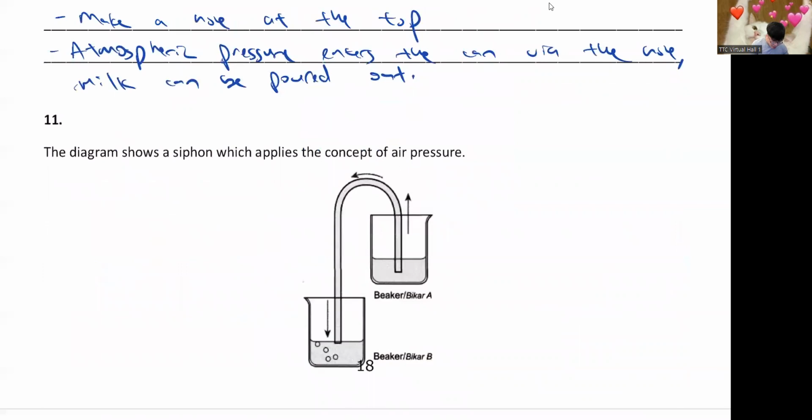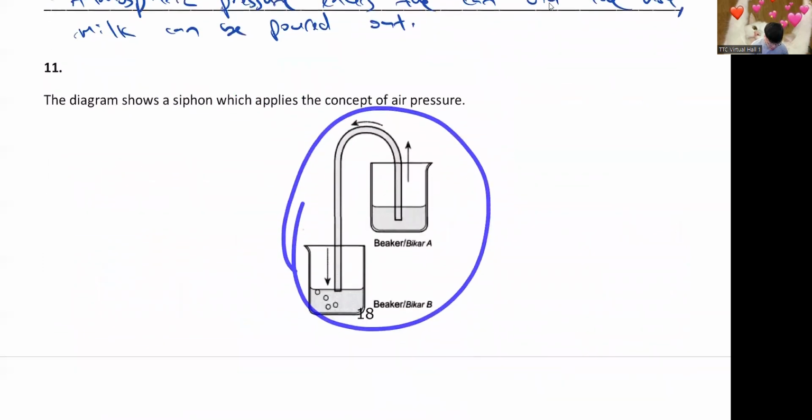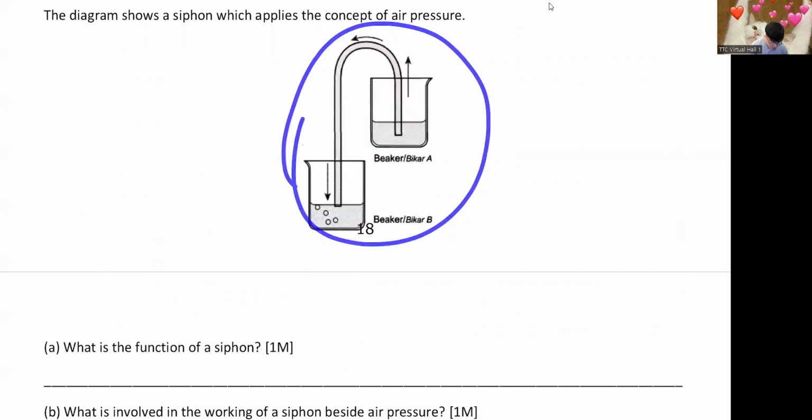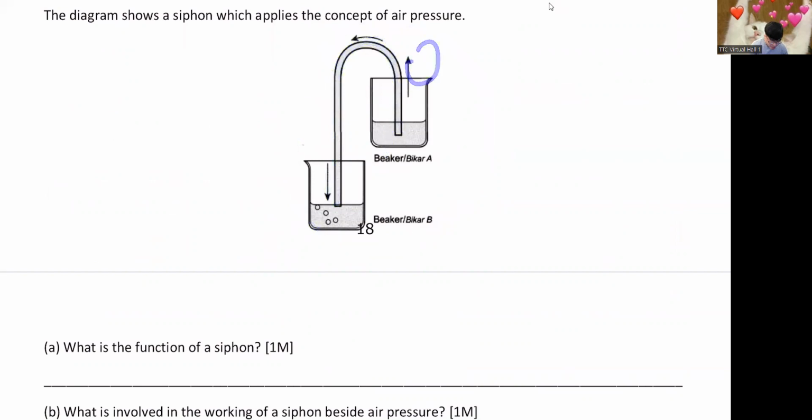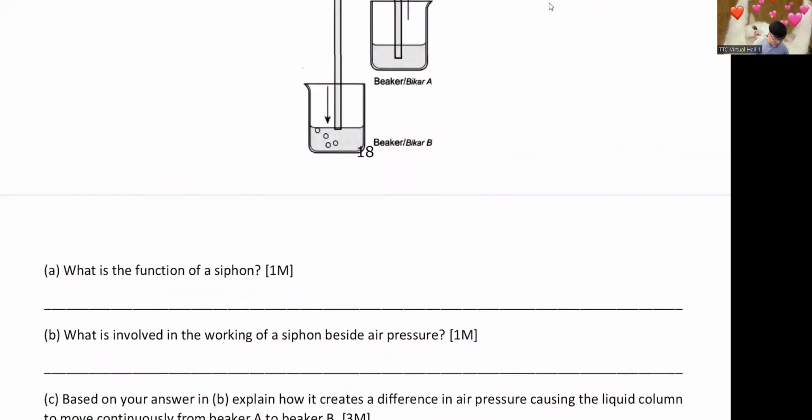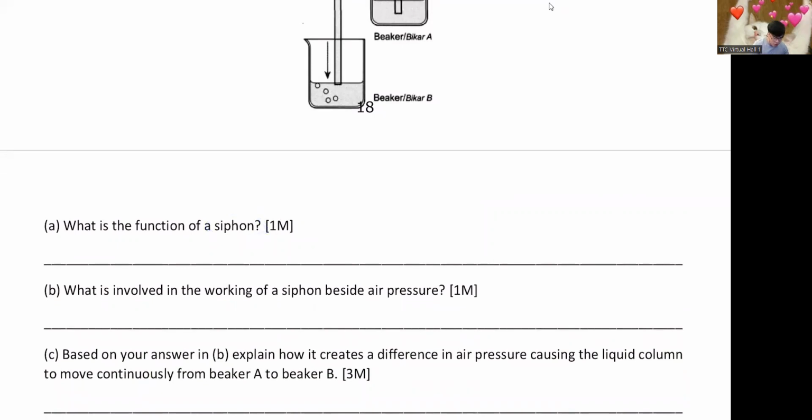Next, number 11. This is a siphon. As long as you fill the siphon with liquid, pressure will go from high, outside is high. They will try to enter the tube because inside has no air, so it has low pressure. Inside here has low pressure, outside has high pressure, so it will push this thing out. This is what we call a siphon. So what is the function of a siphon? A siphon is to transfer liquid from one container to another.